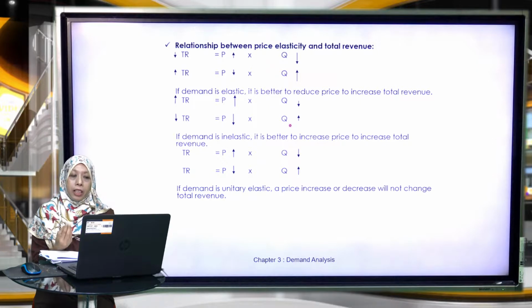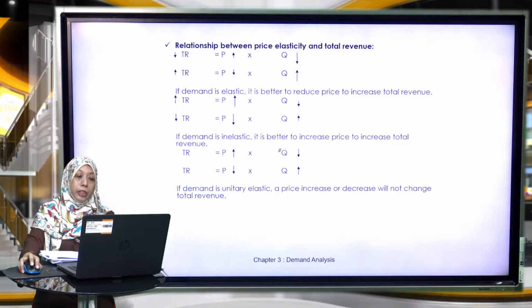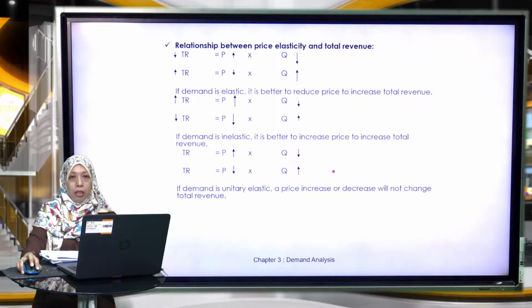But if your customers are less sensitive towards change in price, then do not give a price discount. You can charge them a premium price because your customers will still continue buying your product. But for the case of unitary elastic demand, either a price discount or price increase wouldn't affect your sales.